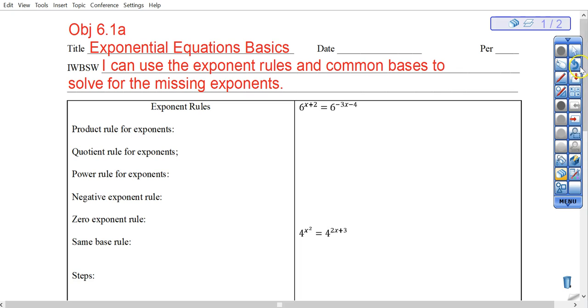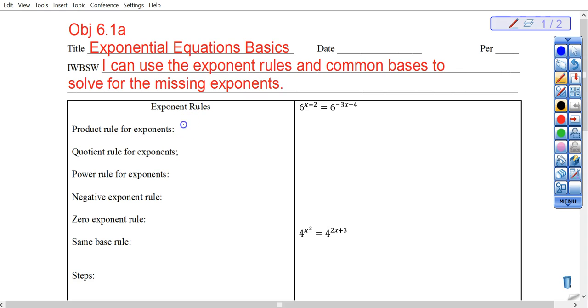So here we go. Your objective, you will be successful when you can use the exponent rules and common bases, not logs, common bases to solve for the missing exponent. So let's start with the product rule for exponents. Let's remember some of our rules.